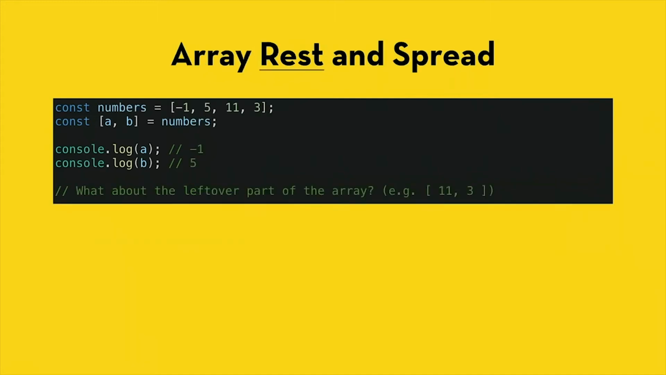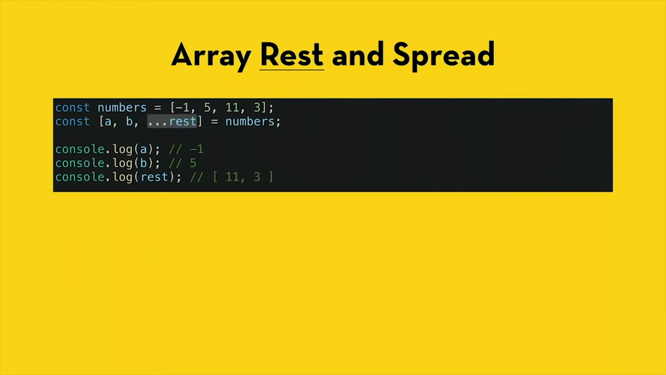And then array rest and spread. Like we destructure A and B from numbers. A will be -1, B will be 5, but what about 11 and 3? How can we capture the rest of this kind of thing? Well, you can use this kind of structure right here.